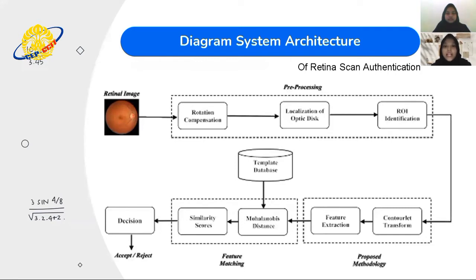The second is localization of optic disc based on template matching. Template matching is a popular technique which is used to isolate certain features in an image. The execution includes a correlation of primary image at an appropriately fixed center. And the third is region of interest or ROI identification.